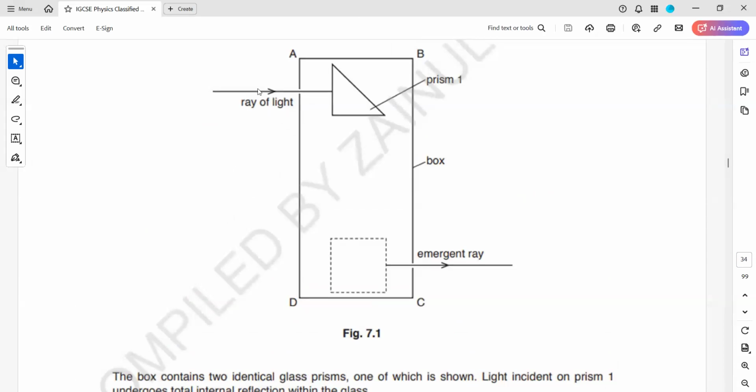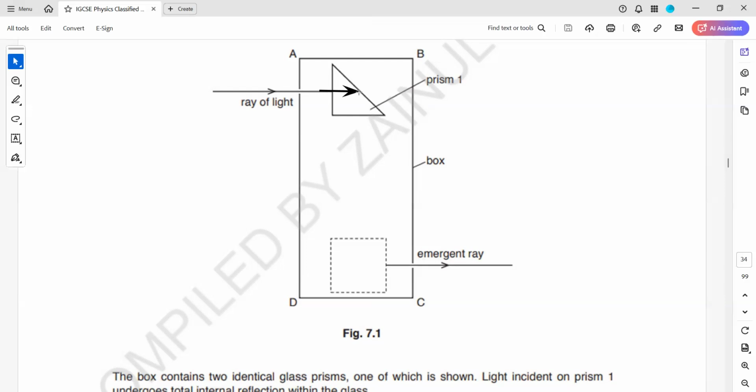First, when the light is moving, it is passing here along the normal. So whenever the light is passing along the normal, it won't change direction, it will go straight. Whenever light is passing along the normal, the speed will change, but there's no change in direction. Normal means when it is perpendicular to the surface, we call it normal.